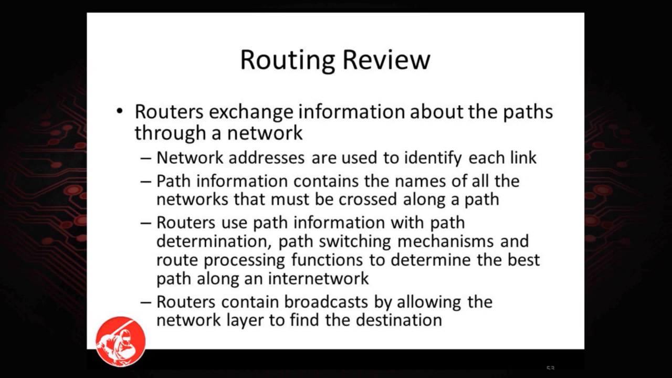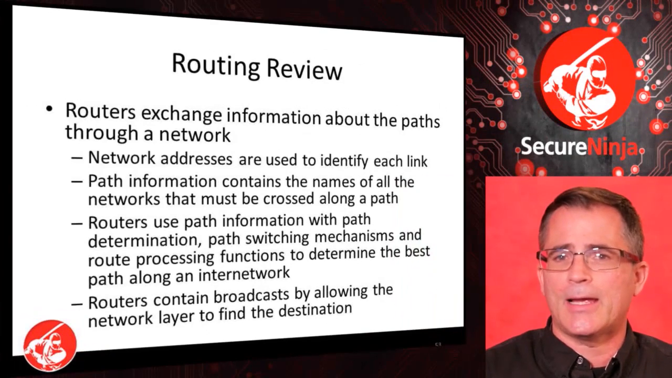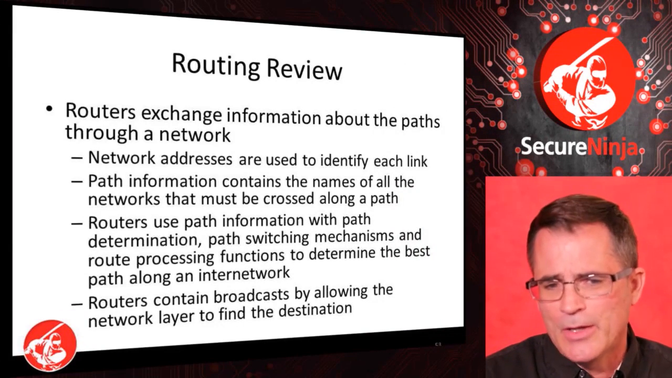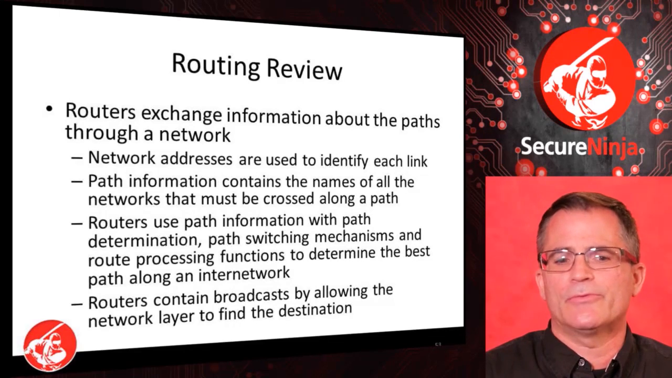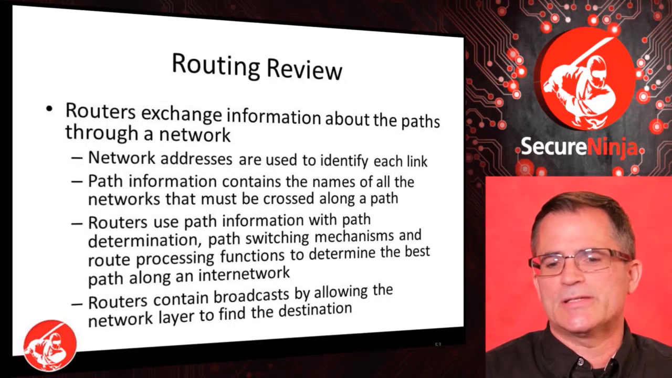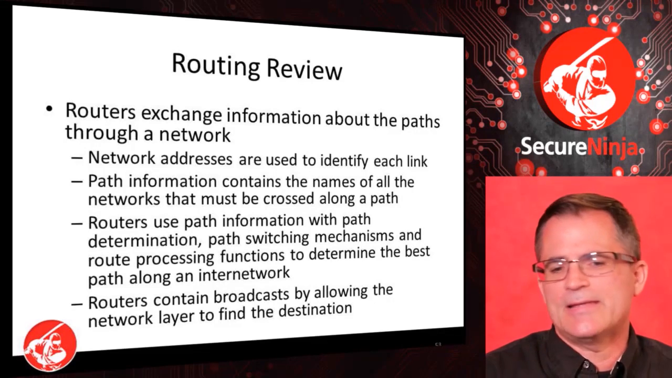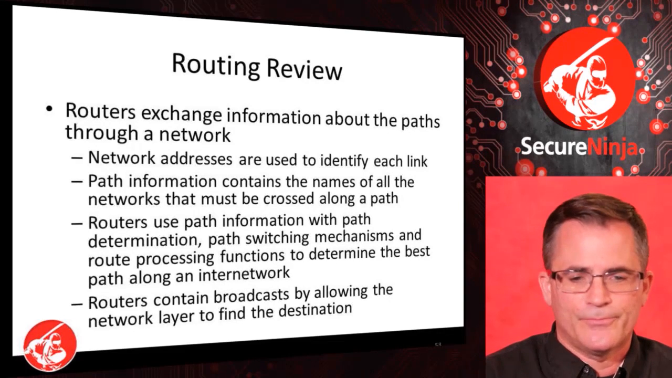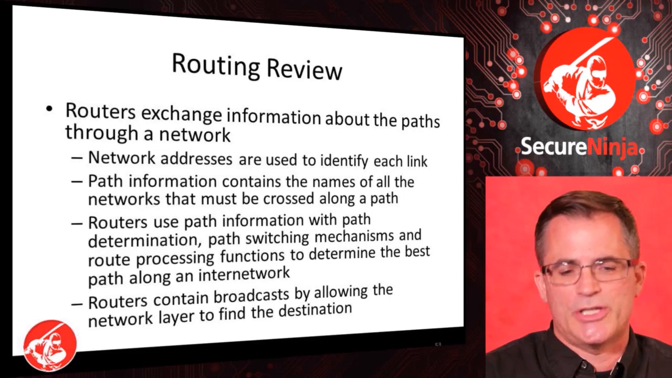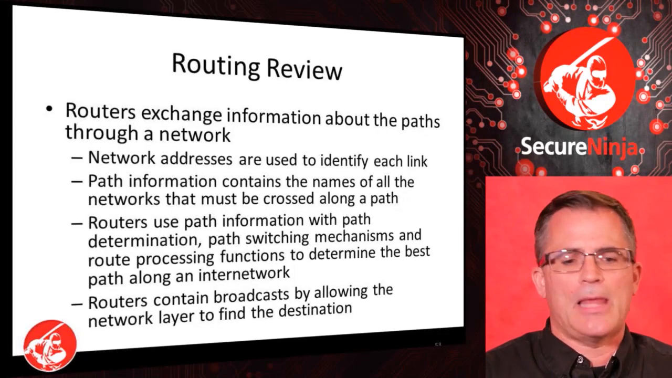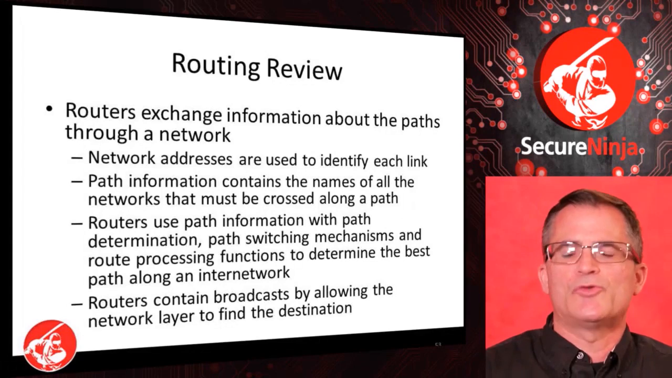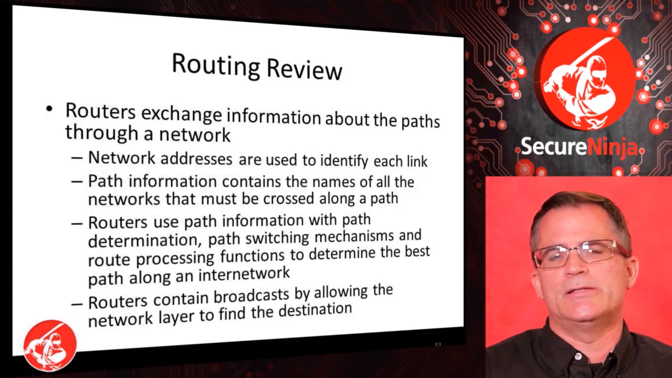Well, since we are looking from the outside at a red team hack, we want to talk about routing. What is routing? Routers exchange information about paths through a network. The network addresses identify each link, and it contains the names of the networks that it crosses along the paths. They use this information to determine what we call switching. A router contains broadcast by allowing the network layer to find a destination. So when you think about it, when an IP address is on your machine, it hops around the internet until it finds the router that owns that IP address block. And then the data is delivered to what we call the MAC address, the physical address.